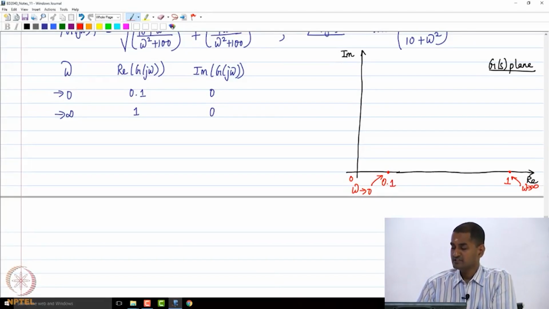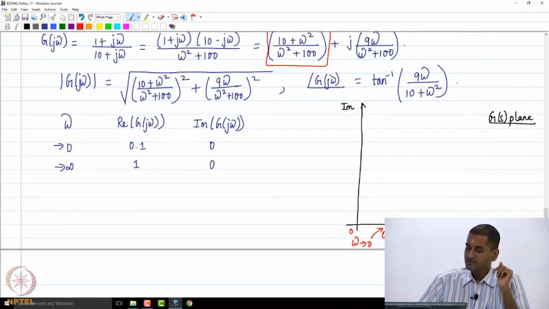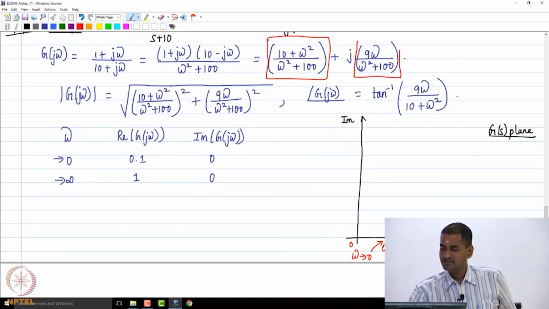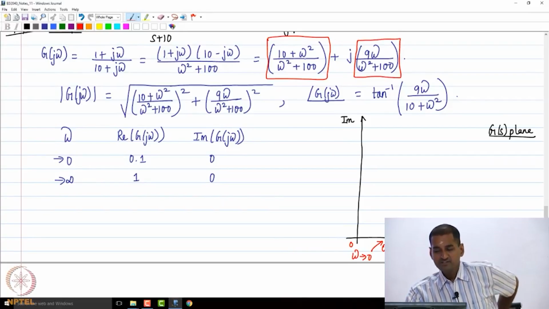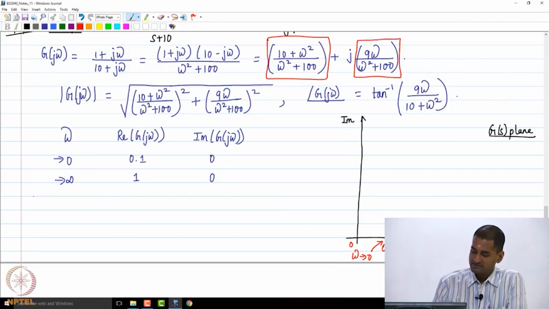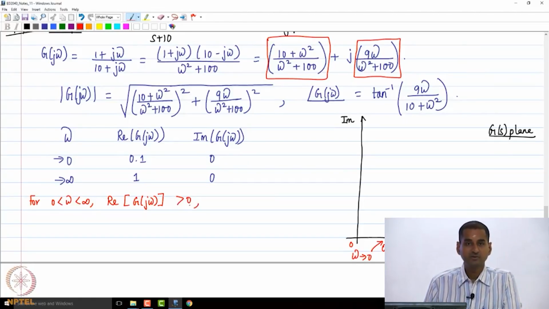Now the question is, what happens to the locus of this Nyquist plot for this particular transfer function as omega goes from 0 to infinity? Please note that it is going to be the plot of the imaginary part against the real part. You can see that for omega between 0 and infinity, the real part of g of j omega is always greater than 0. That is pretty obvious.